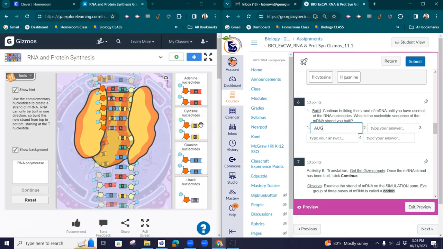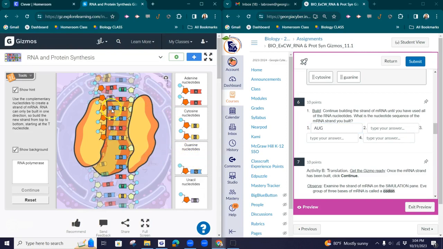Remember, we're looking for codons, and codons are three bases at a time because that's how DNA and RNA write their code and read their code. All right, so we have a C right here. I'm going to put a G. So CUG. So AUG, CUG.